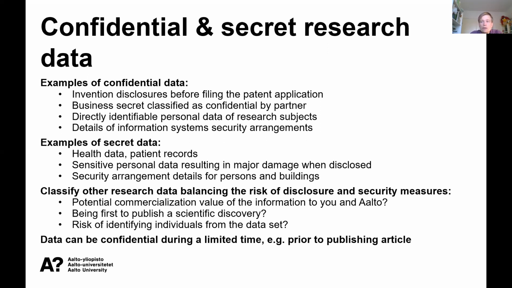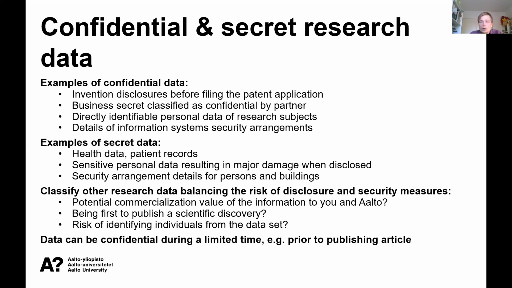So, for example, is there commercialization value of the information to Aalto or for you or other partners? And how great is that value? So are you going to trust some cloud services, or can you keep it even more internal to Aalto network folders? These kinds of practical questions. And do you trust the cloud service providers and their home countries not to leak the data anywhere else?